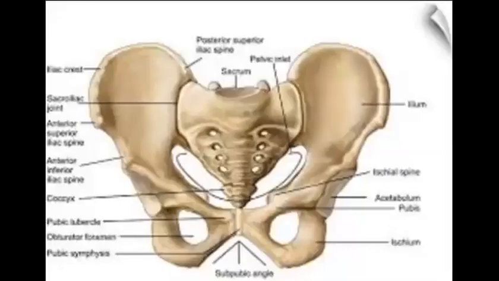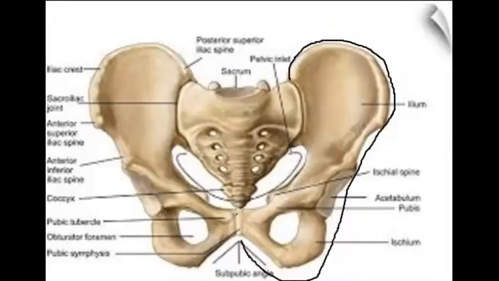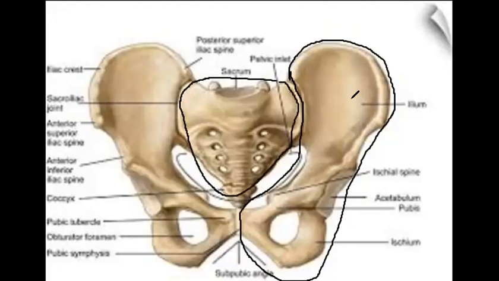And as you see here, this whole thing, all of this right here, would make up the os coxae bone. All of this in here. So you see you have one over here and we have one over here. This here is called your sacrum. That's going to make up part of the pelvis, but we're more interested in the hip joint right now.